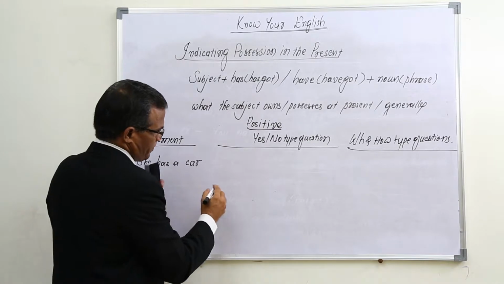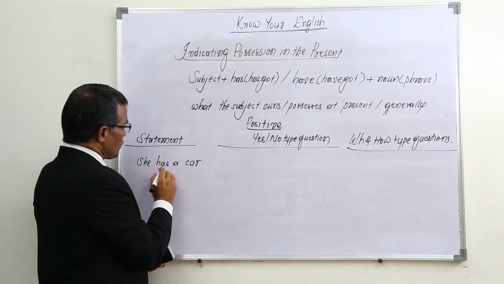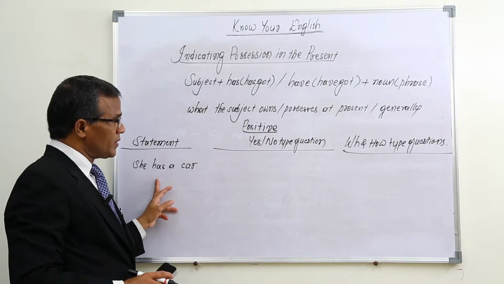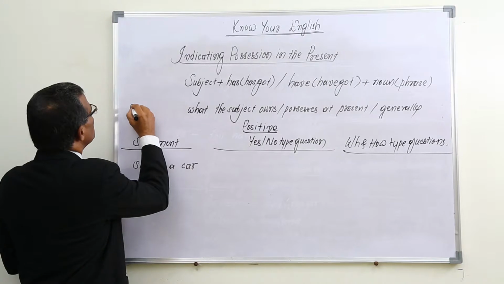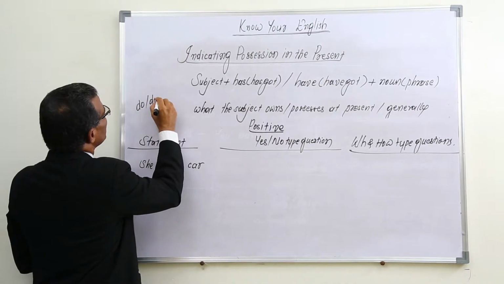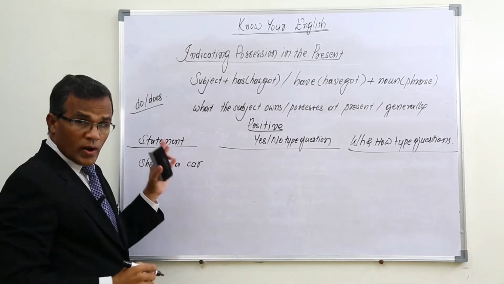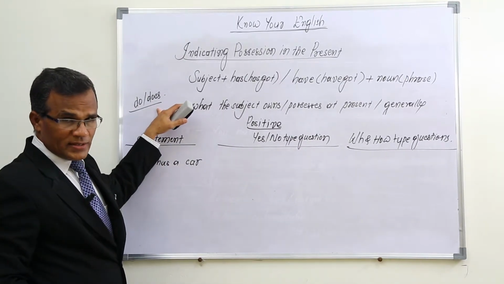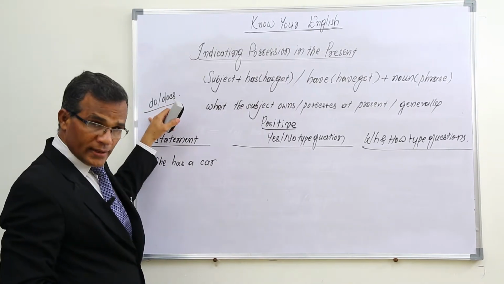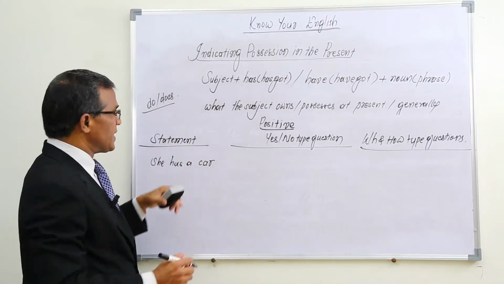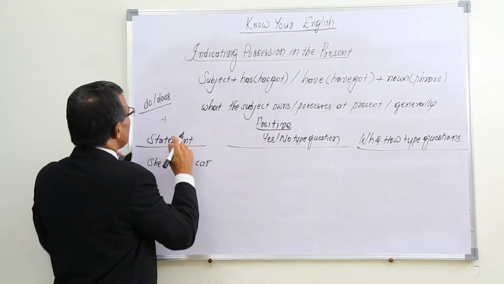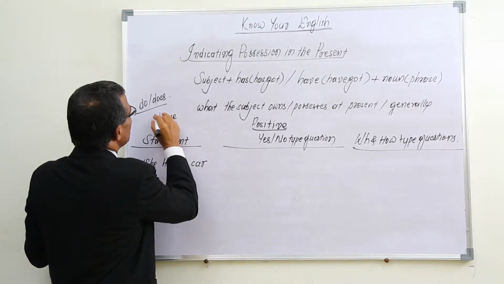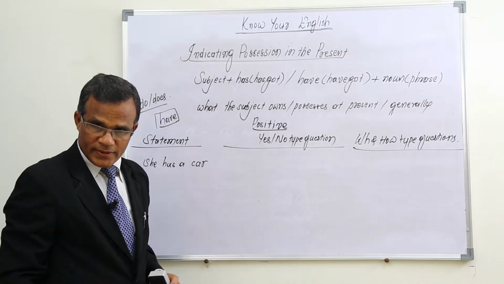She has a car. And the question for this: when you are using has, we have to take the helping verbs do or does. If the subject is singular, we have to take does. If the subject is plural or I, we have to take do. But in both cases, we have to use only have instead of has. We have to use only have but not has.